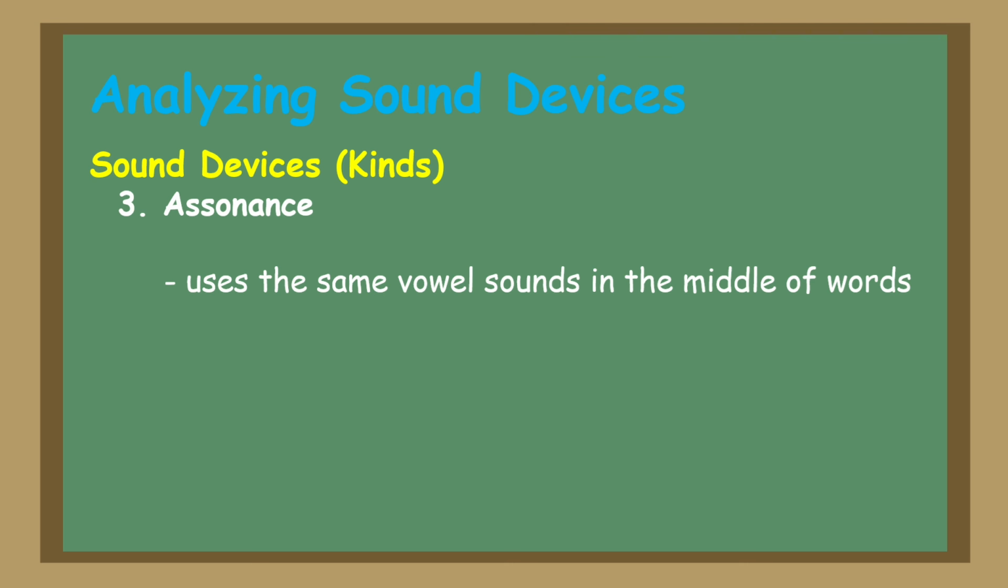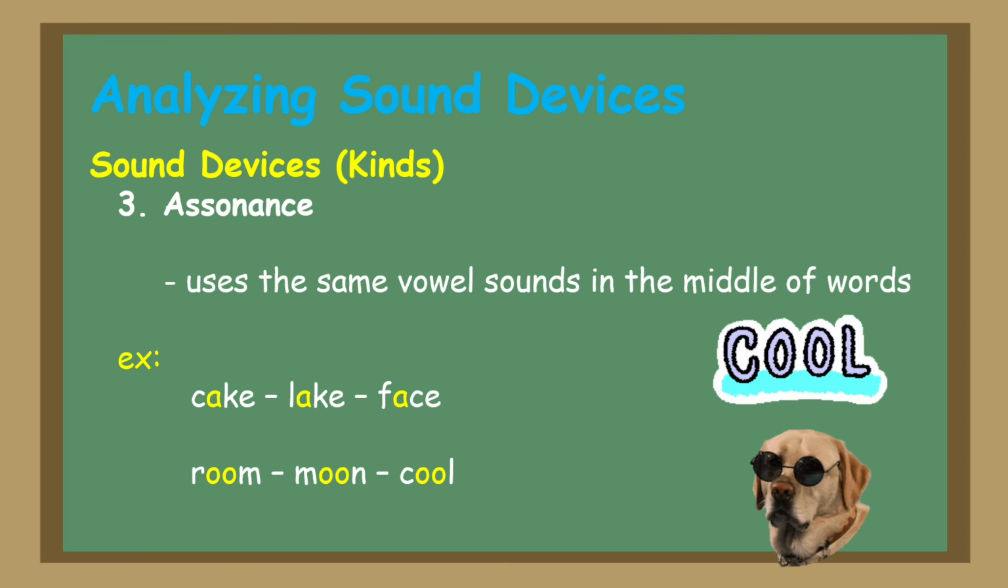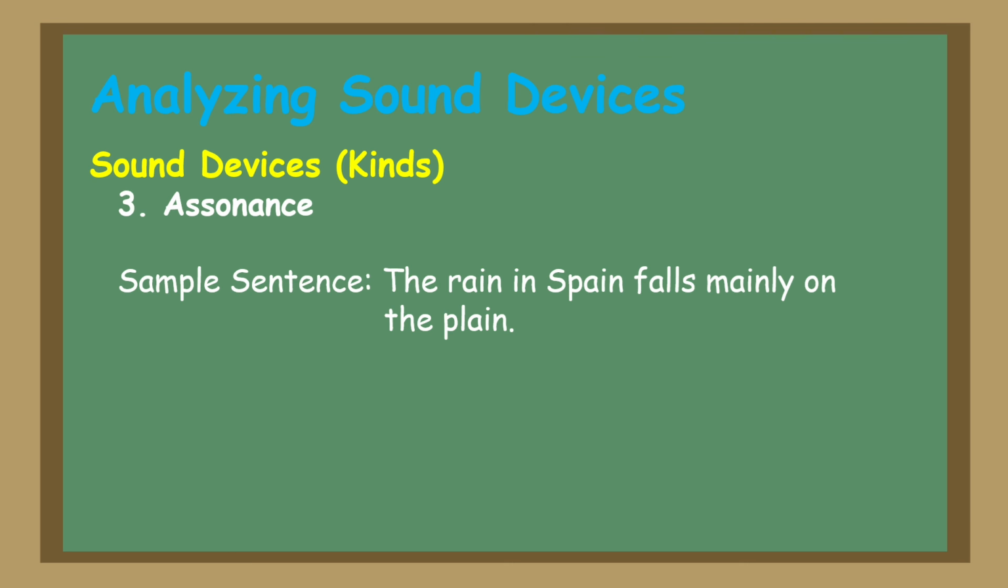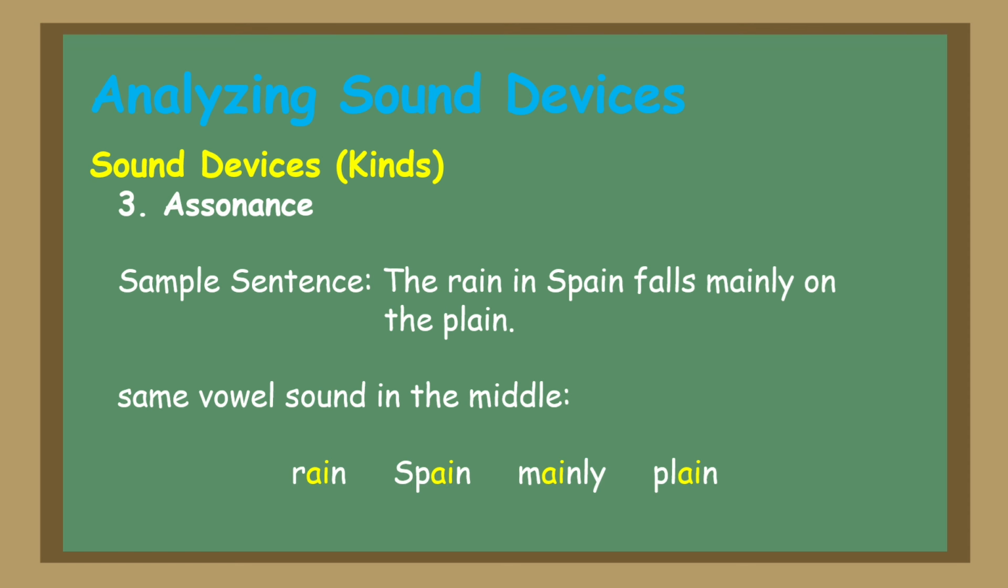Examples of assonance are cake, lake, face. Or room, moon, cool. Now let us use it in a sentence. The rain in Spain falls mainly on the plain. Can you tell me which words have the same vowel sound in the middle? That's right. Rain, Spain, mainly, and plain all have the long A sound in the middle. Pare-pareho silang may tunog na A sa gitna ng salita, kaya assonance yan.